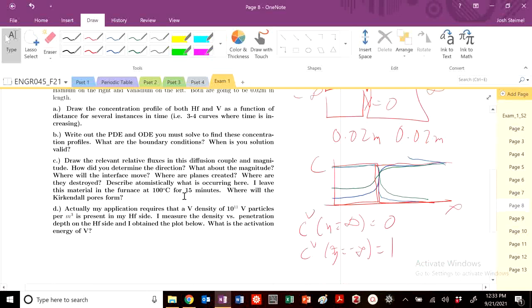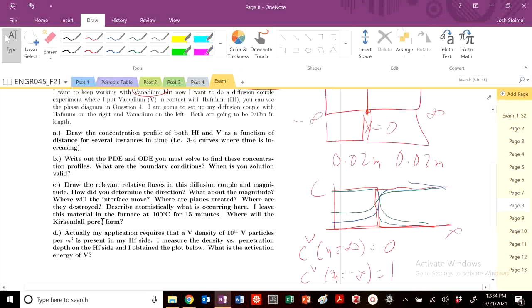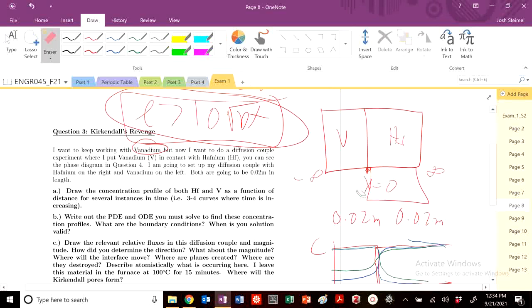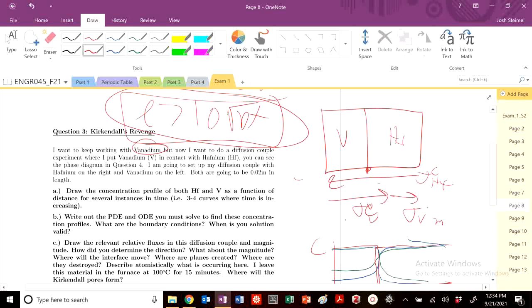Fantastic. So, draw the fluxes in the diffusion couple. Magnitude. How did you determine the direction? So, we know here now, I'm going to erase this, that my diffusivity of hafnium is greater than that for vanadium. So, my hafnium is going to diffuse this way, so my flux is larger because my diffusivity is larger. So, hafnium. Vanadium is going to go in this direction. And then also the flux of vacancies now in the C frame is going to be equal, because I need the flux of this, this, and this to all be equal to 0 in the C frame. So that's kind of our rule essentially.